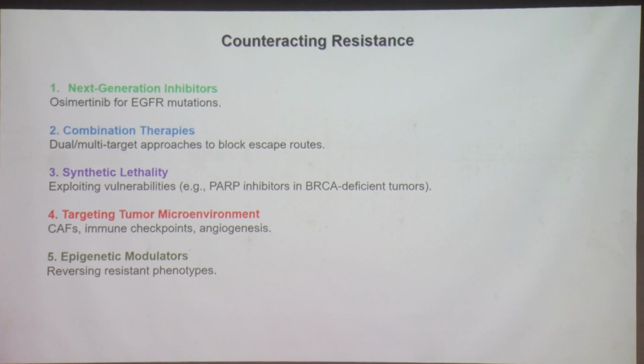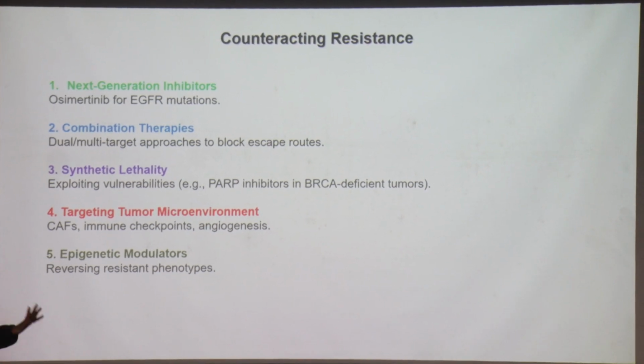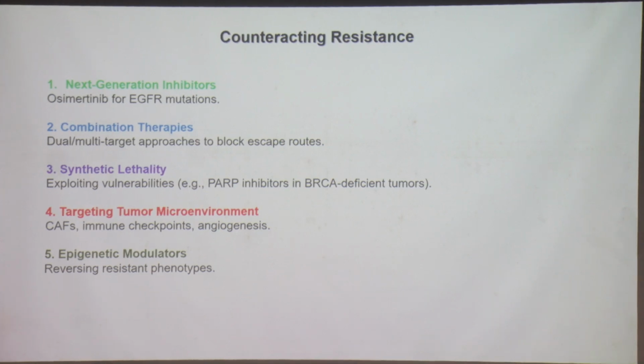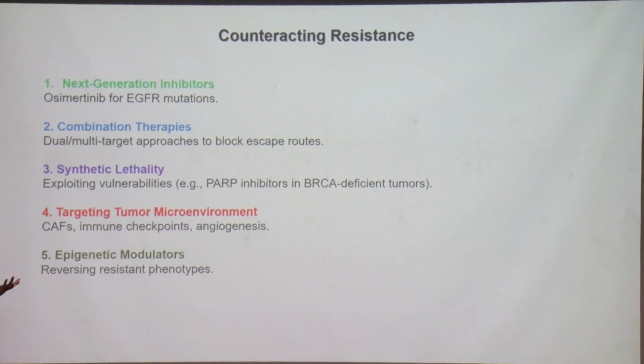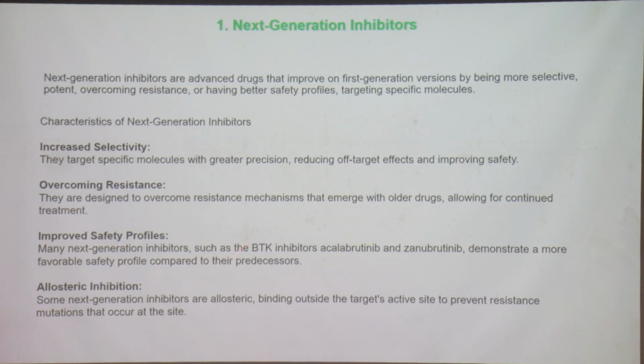So 1st generation inhibitors you modify, 2nd generation you modify them, 3rd generation. So cancer is modifying, and so we are modifying the molecules accordingly, right? Combination therapies, synthetic lethality, PARP inhibitors, we'll talk about that. You will love the synthetic lethality section, and then we'll talk about tumor microenvironment and epigenetic modifiers. So next generation is very simple. You give the drug, resistance emerges, and then you modify the compound.